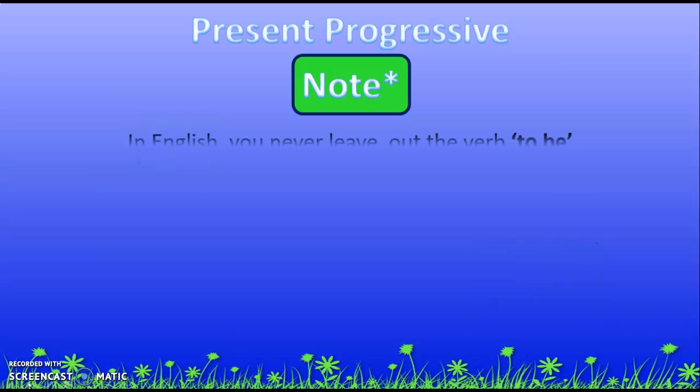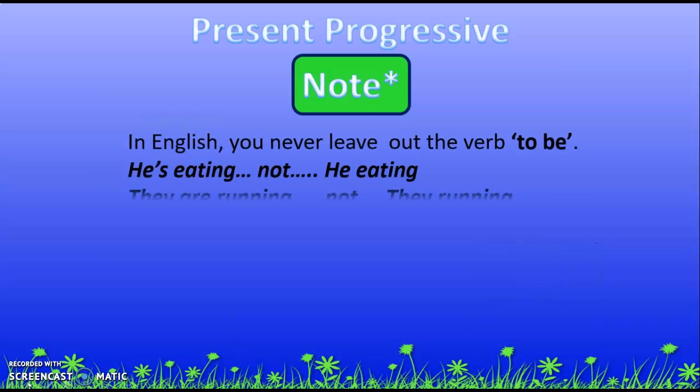So, another note. In English, you never leave out the verb to be. You would say he's eating or he is eating. You would never say he eating. You would say they are running, not they running. You need to have the form of the verb to be, is, am, or are.